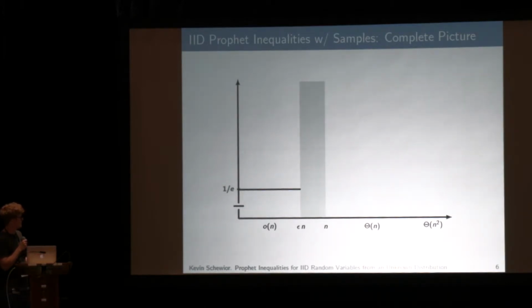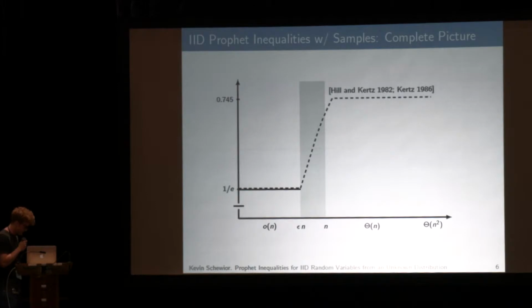So what I just showed you is this upper bound of 1 over e for 0 samples, right? Because we have guarantees that are smaller than 1. What I showed you before was the upper bound. And it's straightforward to see that we can extend it to a little o of n samples. But then there's a sharp transition when we go to a linear number of samples. We can extend our upper bound to a linear number of samples, and then at some point it hits the well-known upper bound by Hill and Kertz, which is 0.745. That's the best value that can be achieved even if the distribution is known.